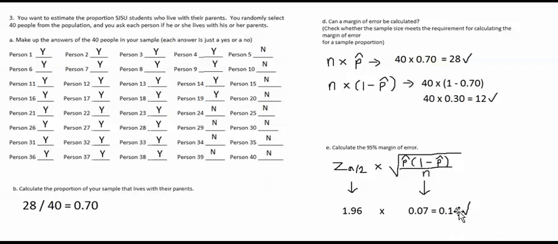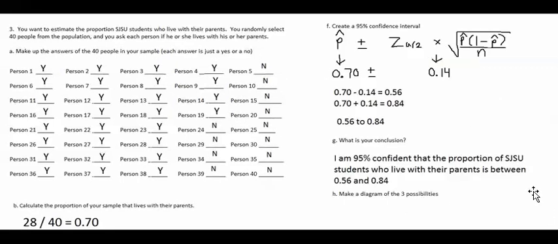Now that we have our 95% margin of error, we can create our confidence interval. To get our 95% confidence interval, we just have to take our sample statistic and add and subtract our 95% margin of error. In this problem, our sample statistic is p hat, which is the sample proportion, the proportion of people who live with their parents in our sample. P hat came out to 0.70, so we have to do p hat 0.70 plus or minus the margin of error of 0.14. The two answers are 0.56 and 0.84. So the confidence interval goes from this number to this number.